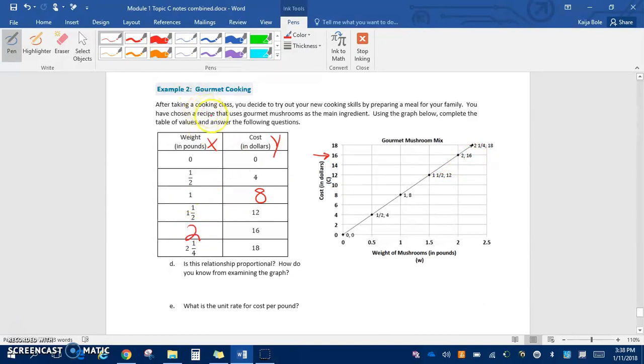Alright. The first question asks, is this relationship proportional? And then how do you know from examining the graph? So you have to read it. It doesn't say anything about finding K or writing an equation. Just let's look at the graph. And we know it is proportional based off of what we see. So we can say yes, because it's a straight line and goes through the origin.